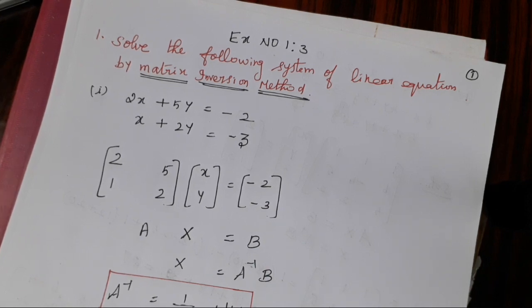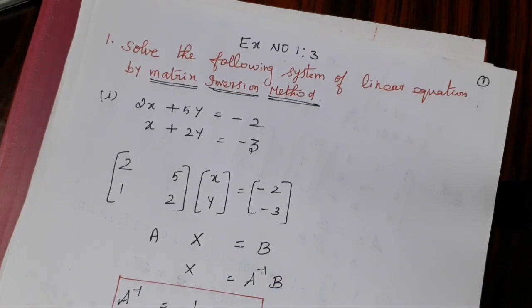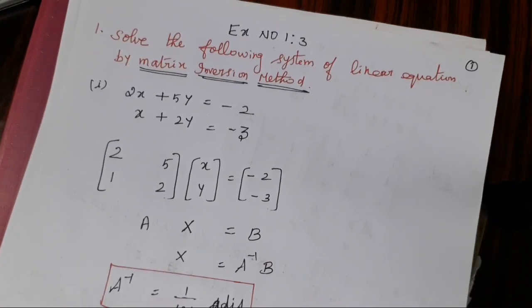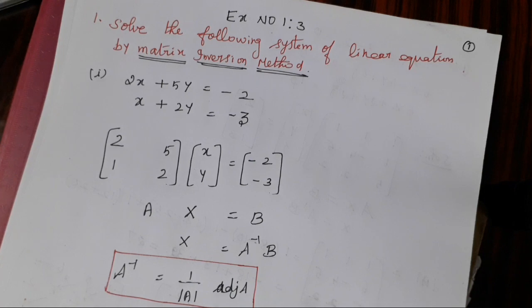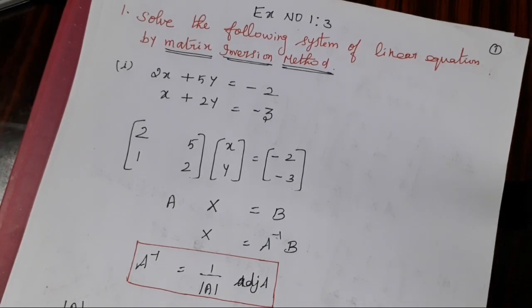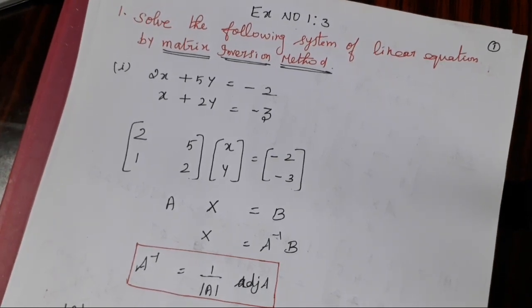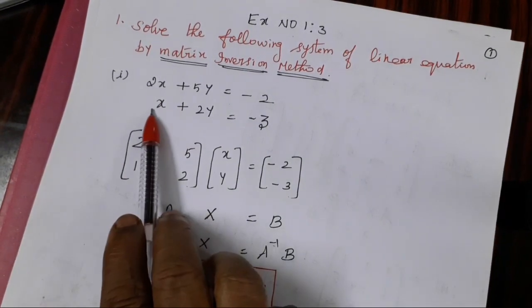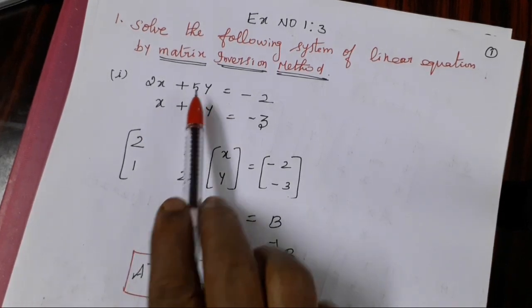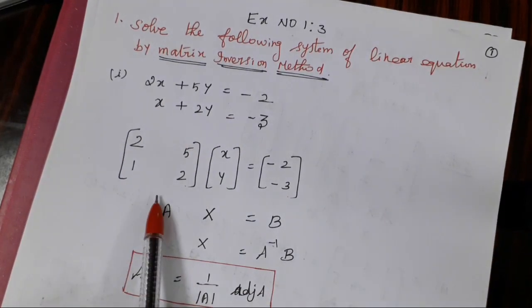So we are solving the equation in a number of methods, but in today's class we learn how to solve the linear equation in the matrix inversion method. So first we write the equation in matrix form. 2x plus 5y equal to minus 2, write 2 5, 1 2. Write the coefficients only: coefficient of x is 2 and 1, again 5 and 2, written in 2 by 2 form.